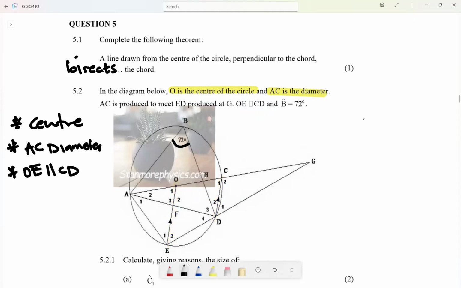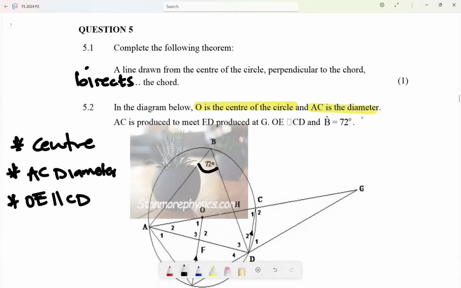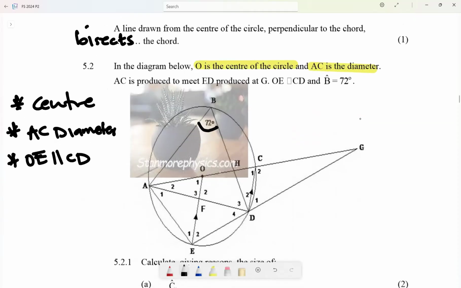Now, before I look at any questions, I try to use this information I collected here, the center and the what and the what. Let me try to use the center. What theorem do I know about the center? Angle at the center is twice angle at the circumference. Let me look at the angle at the center.